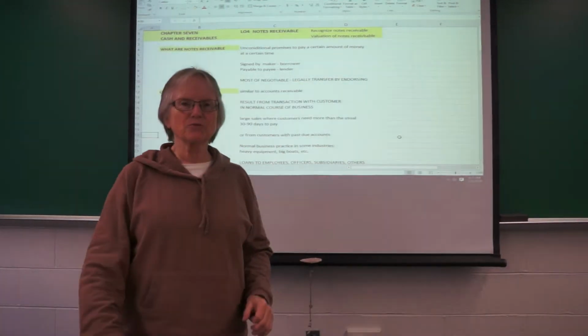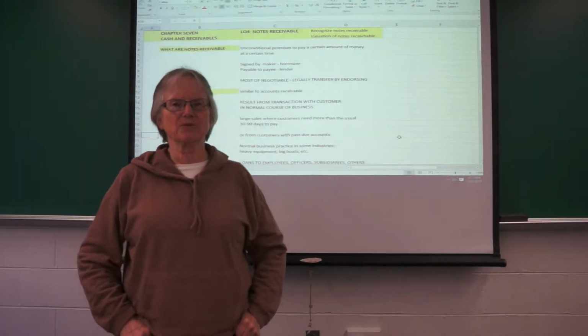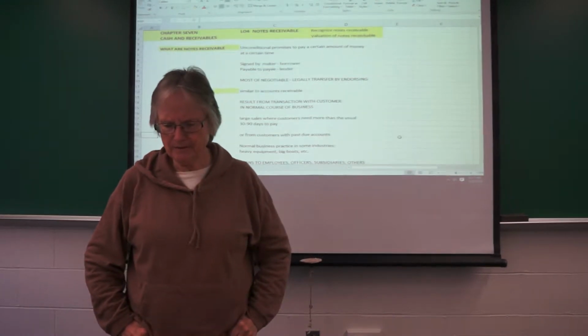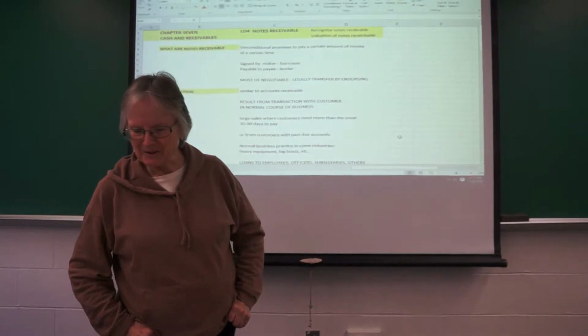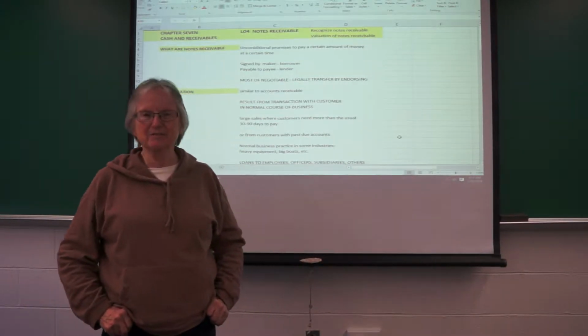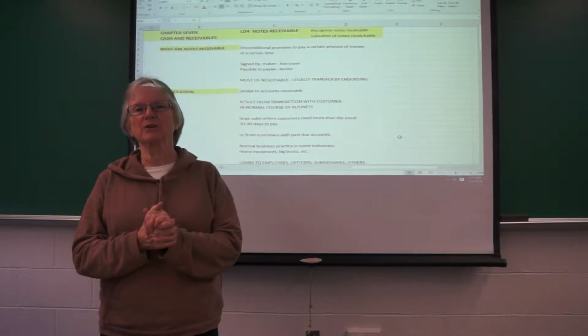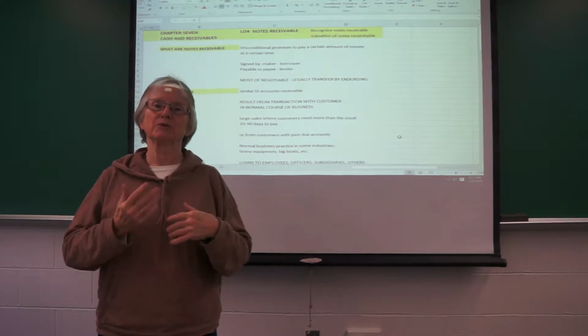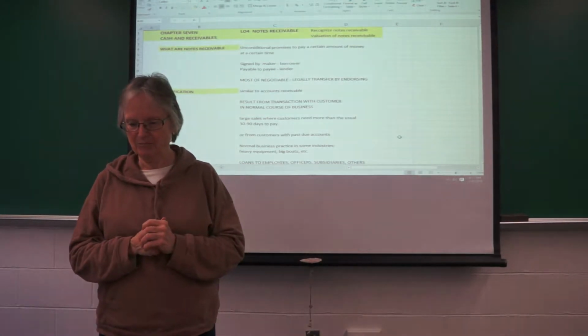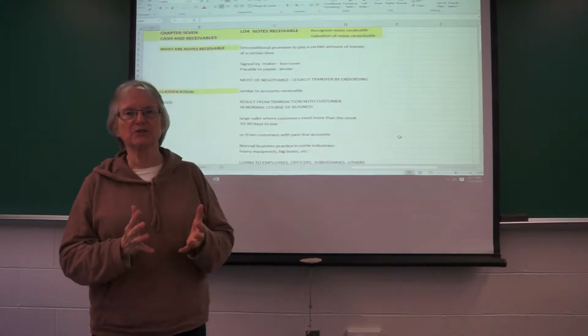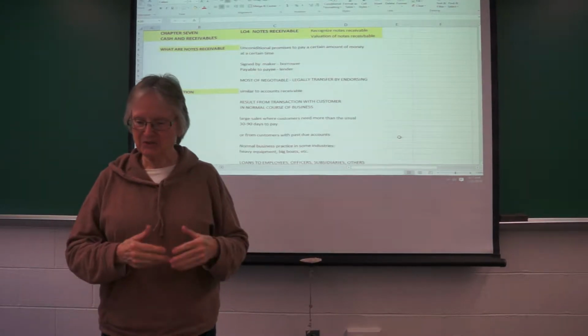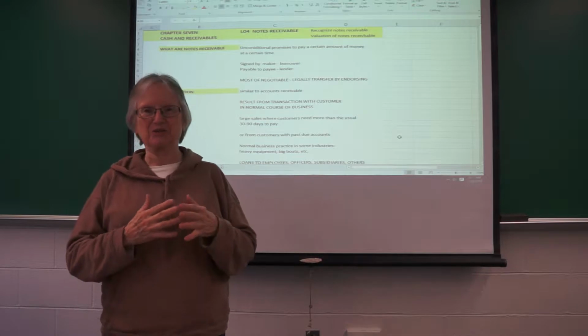Okay, so the accounts receivable and cash section of the chapter, not too bad. Notes receivable, a bit more challenging. This part just gets confusing because there are so many different ways notes can be structured, and you have to figure out how to set them up properly. Okay, so notes receivable are unconditional promises to pay a certain amount of money at a certain time.